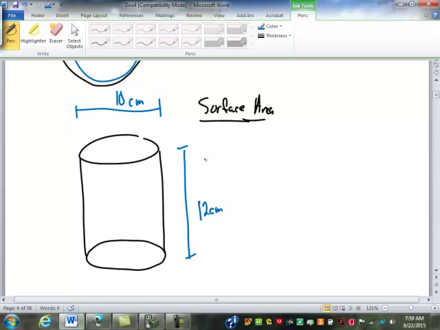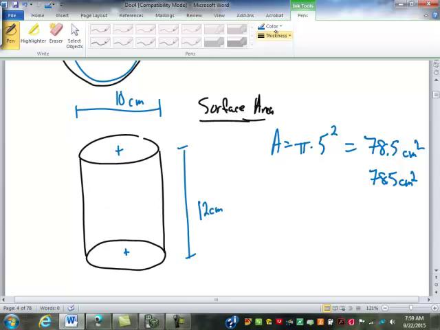Well, surface area, I'm just adding up all the surfaces. So I have a circle up here that is just going to have an area of pi times radius squared. What's the radius? 5, right? So 5 squared is 25 times pi is 78.5 about. That's going to be centimeters squared. Why am I writing a second 78.5 here? Because there's a circle on the bottom.